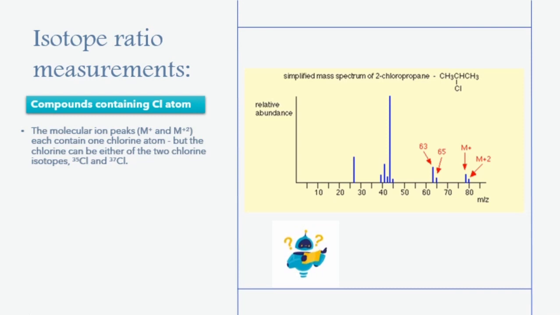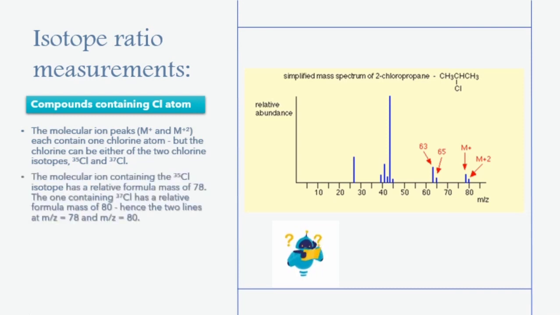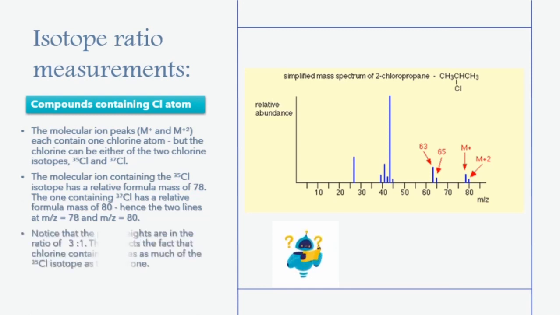Cl35 and Cl37. The molecular ion containing the Cl35 isotope has a relative formula mass of 78. The one containing Cl37 has a relative formula mass of 80. Hence, the two lines at m over z equals 78 and m over z equals 80. Notice that the peak heights are in the ratio of 3 to 1. That reflects the fact that chlorine contains 3 times as much of the Cl35 isotope as the Cl37 one.